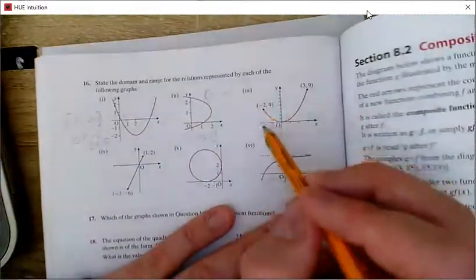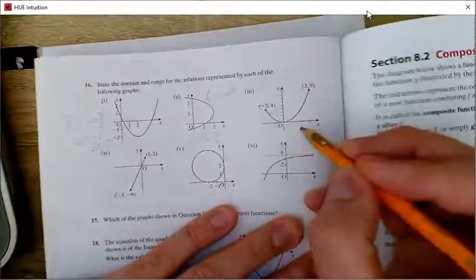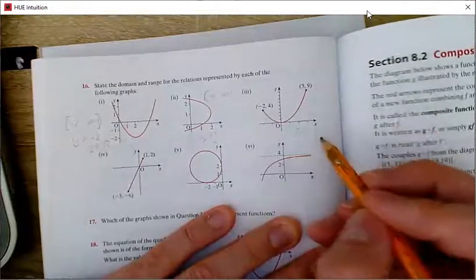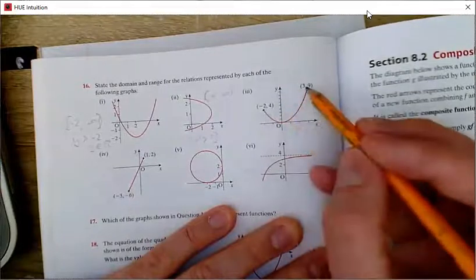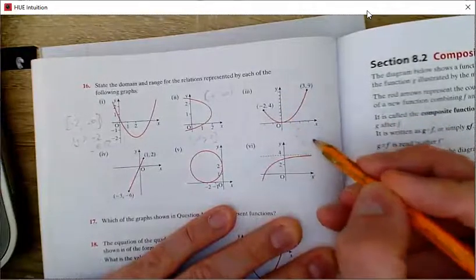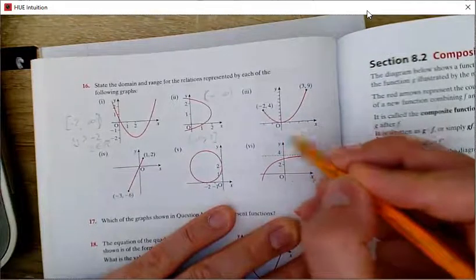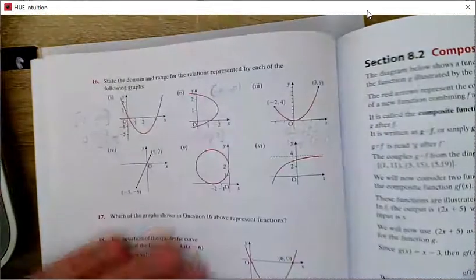Here, your inputs are between -2 and 3. That's what the dots mean, you don't go any further. So that's -2, 3, that's your domain. And your range is from 0 up to 9. Okay, domain, range. Sorry to be making such a mess. Hopefully you can do a tidier version in your copies.